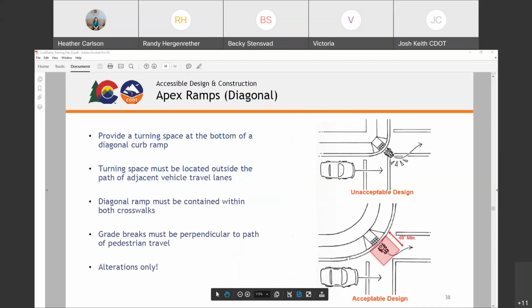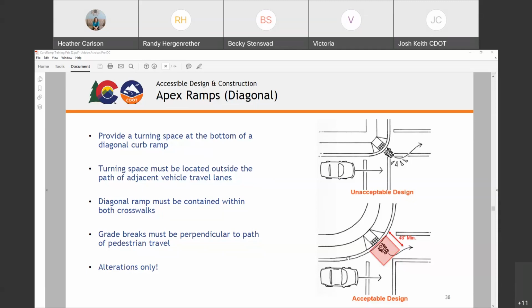And so here I'll talk a little bit about apex ramps. Generally, we don't allow them in new construction, but sometimes there is a place and a time for everything, and we still do have these diagonal apex ramps. The thing to think about is that when the person in the wheelchair gets to the bottom of the ramp, do they have a way to orient themselves for the two crossings? That's what the acceptable design is trying to show.